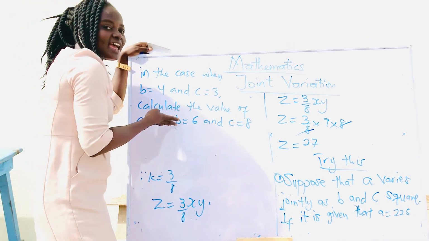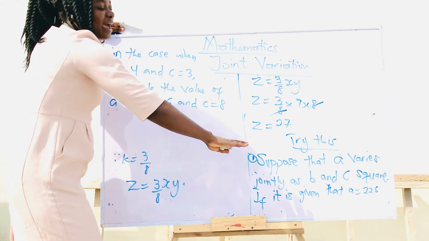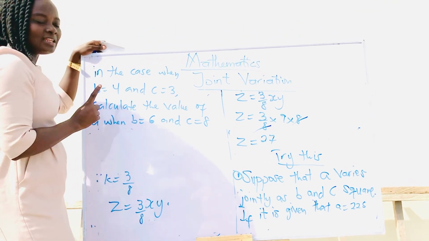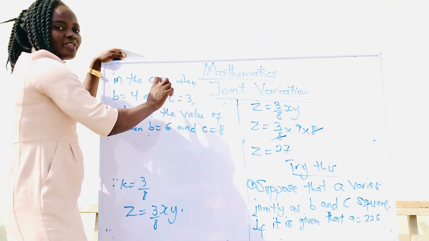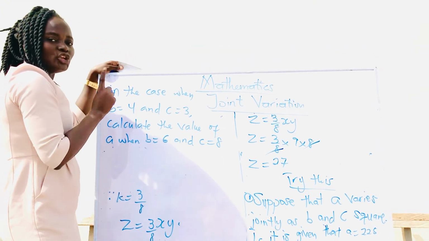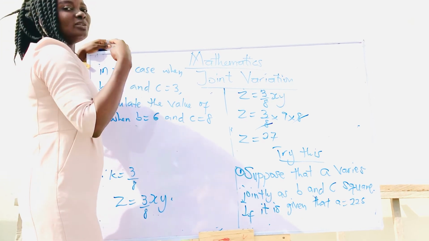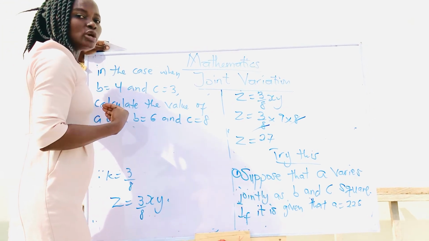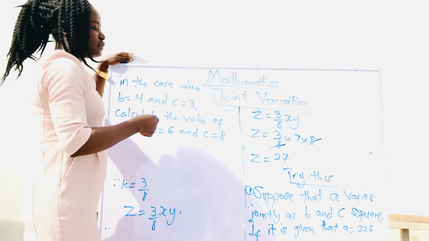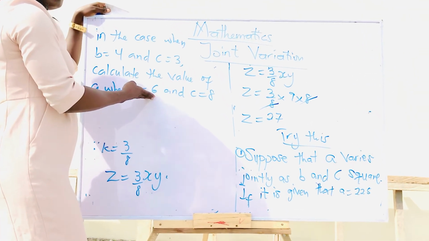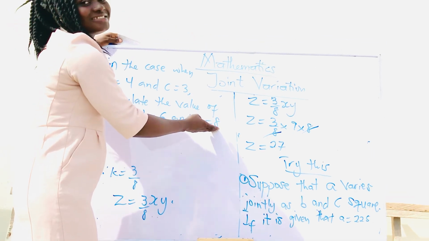So in this case, you have to write this in the mathematical form. Then you use the first part of the question to find your constant. And after getting your constant, you now have to write your new equation and use it to find the value of A when your B is 6 and C is 8.